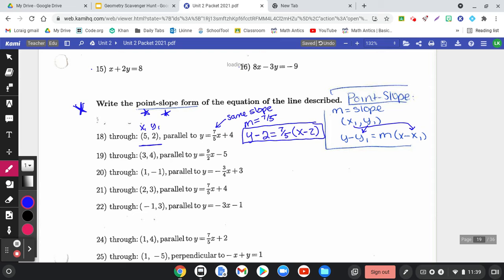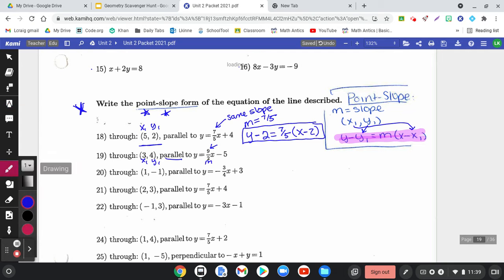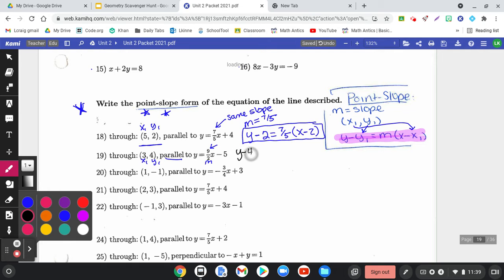All right, let's try another one. Again, this is your x1, y1, and your slope. It's parallel to this, so it's going to be the same slope. That's your m. Again, we're going to plug it into this equation. The sooner you get comfortable using this equation, the easier it's going to be. So again, it's y minus the y value, y minus 4, equals your slope, which we said was the same because they're parallel, 9/2, and then x minus the x value in your point. That's your equation.